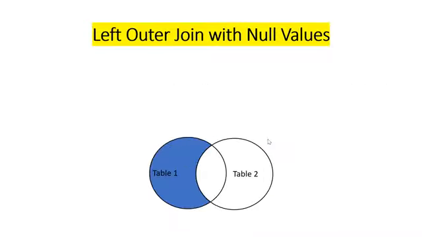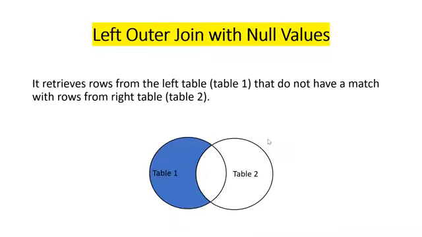Same thing for the left outer join with null values. It retrieves rows from the left table, which is table 1, that do not have a match with rows from the right table, which is table 2. And same thing, we are going to understand that better when we go to the hands-on.